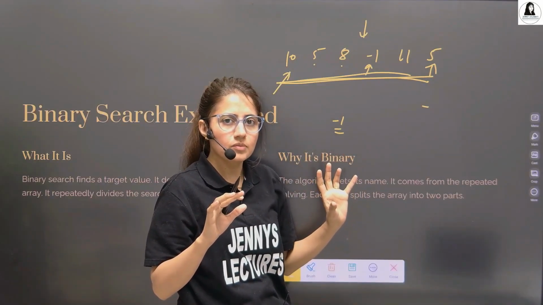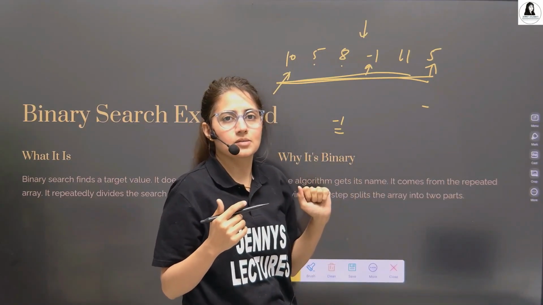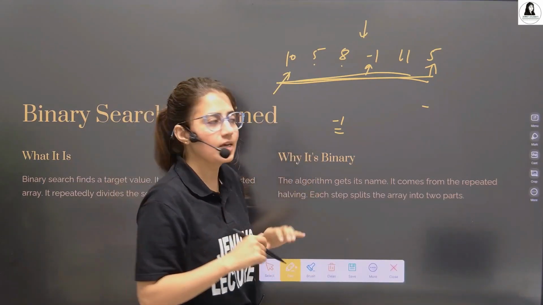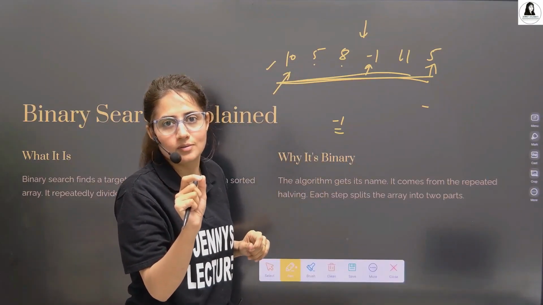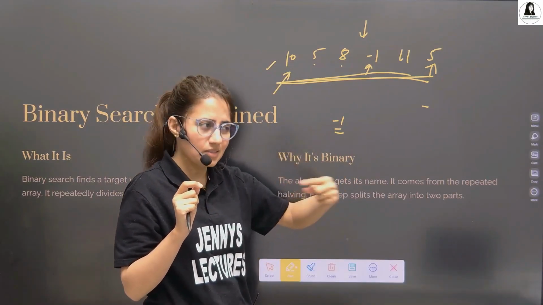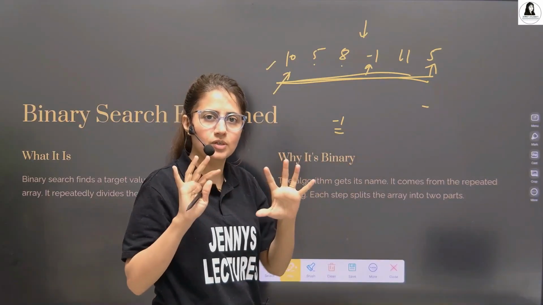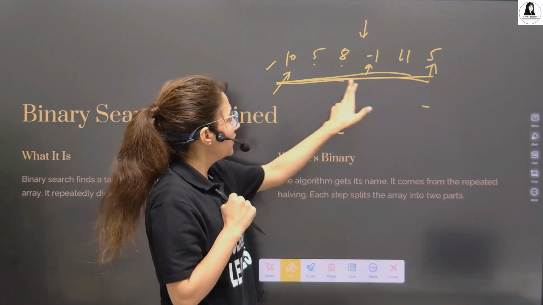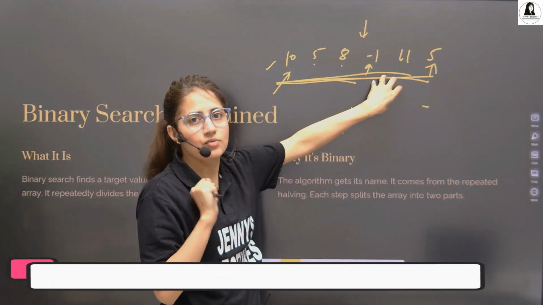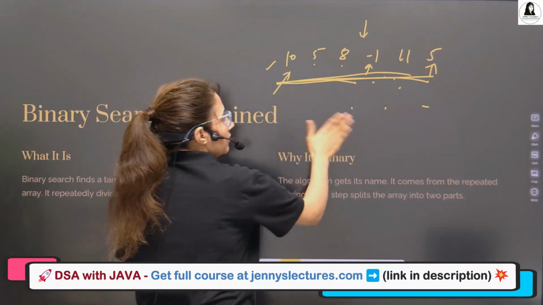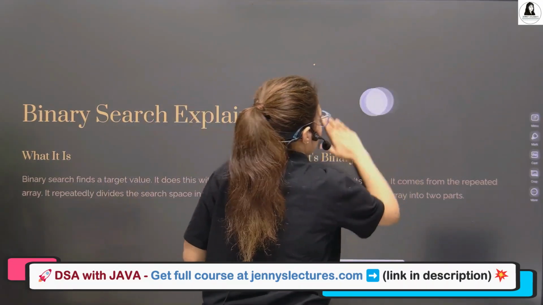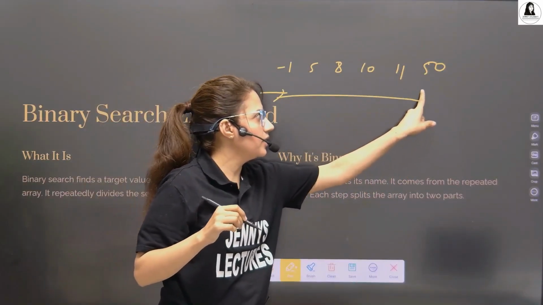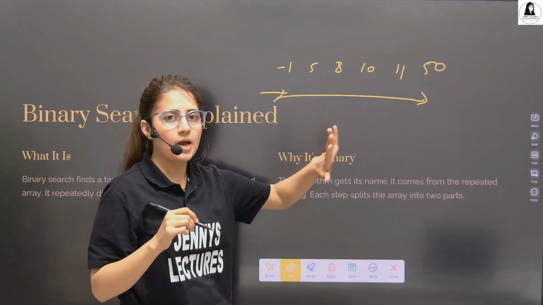Now, binary search is better than this, but first let me tell you one thing. The prerequisite to perform the binary search algorithm is that the array must be sorted, either in ascending or descending order, but by default we assume that the array is in ascending order. If the array is not sorted, we cannot apply binary search. First you have to sort this array. So this array, we know, is sorted in ascending order, and you can apply binary search on it.